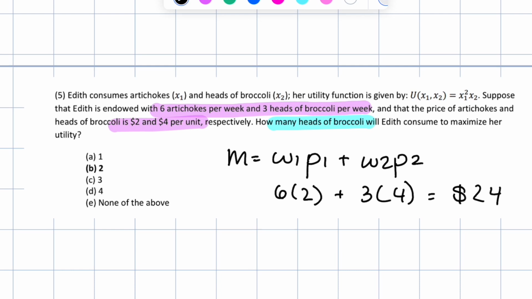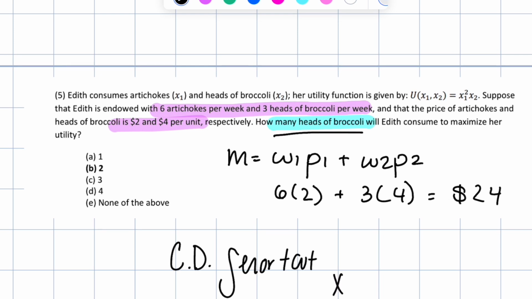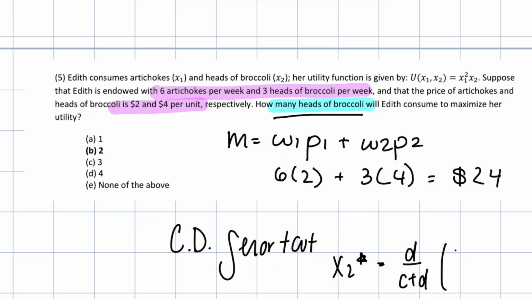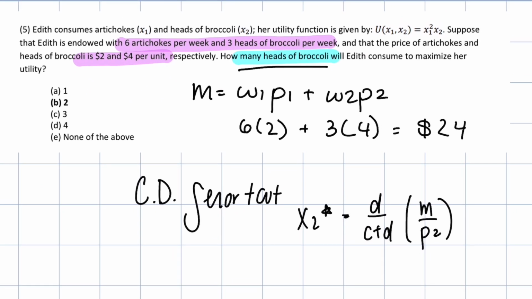And so since we have a Cobb Douglas, I'm going to go ahead and use the shortcut for Cobb Douglas here. And since we're looking for broccoli, I'm going to find my optimal amount of x2 by doing d over c plus d times m over p2. And so our c and d are going to be these exponents, so that 2 is going to be c, d is just going to be 1, and so I'm going to have 1 over 3 times our income we just found of 24, and that price of 2, which was $4, and so then I have 1/3 times 6, which equals 2, and so I'm going to want 2 heads of broccoli.